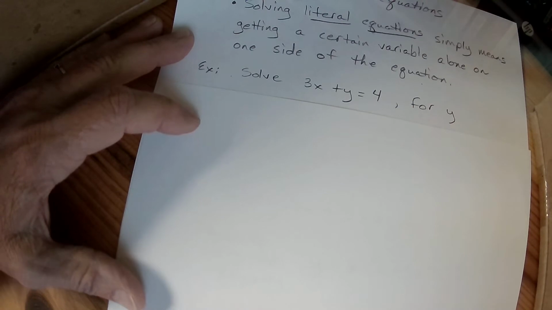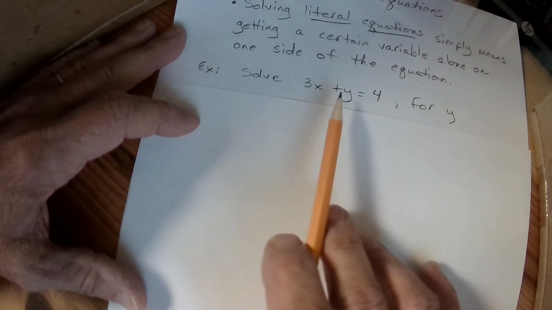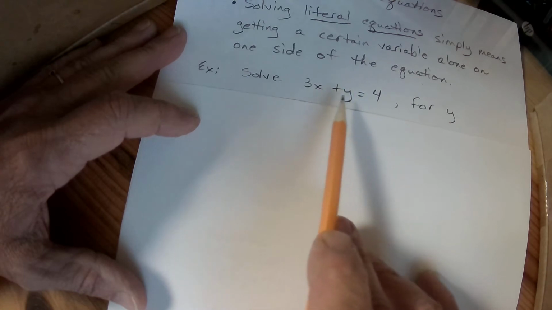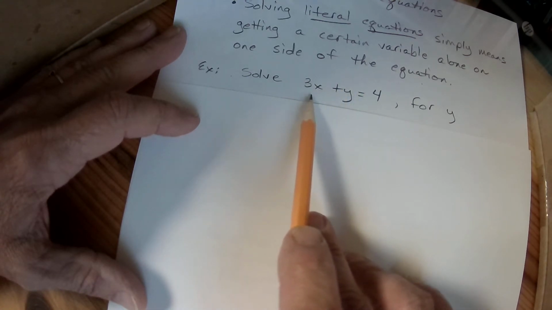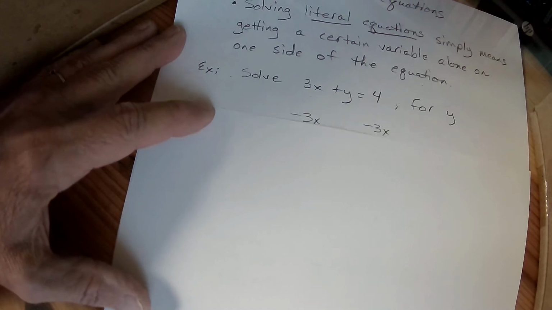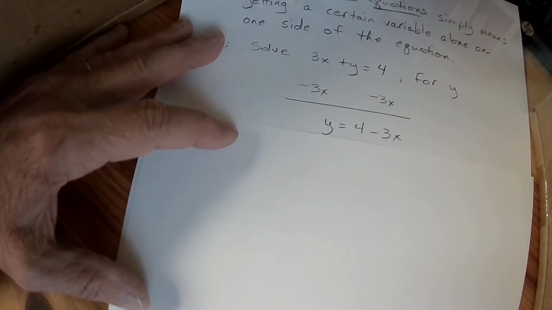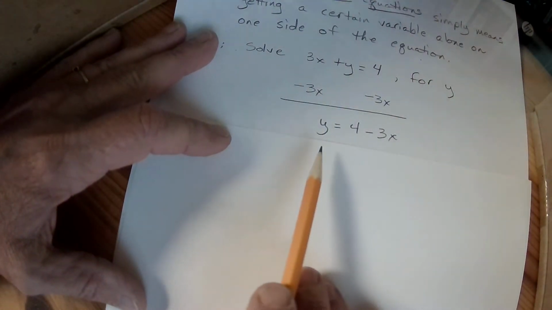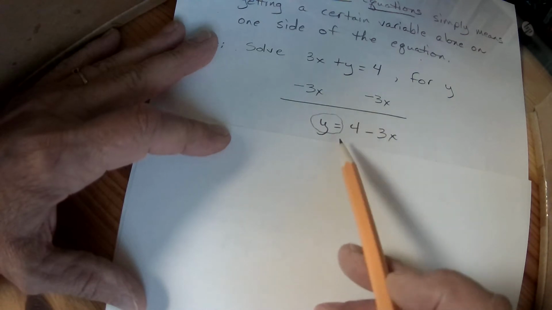So we have the equation 3x plus y equals 4, and we want to solve this for y. That means just simply we want to get this variable by itself. In order to do that, I need to get rid of this. And the way I get rid of a positive 3x is I'm going to subtract 3x from both sides. So now all we have left on the left-hand side is y equals. Once I've done that, I've solved for y.